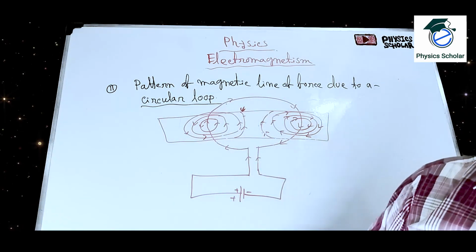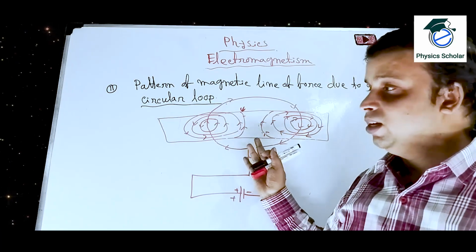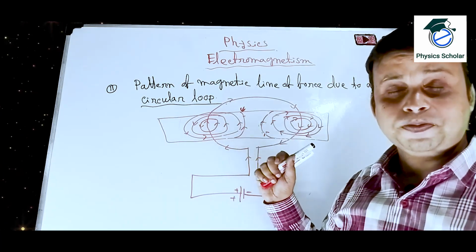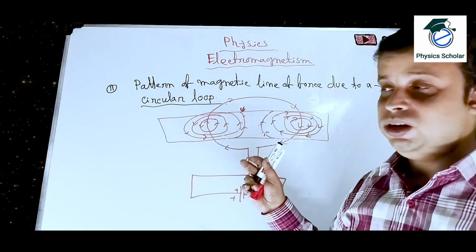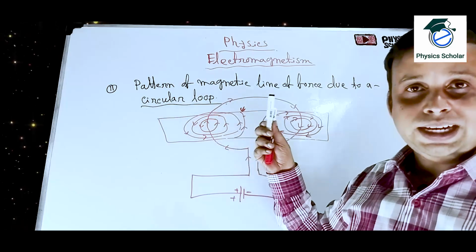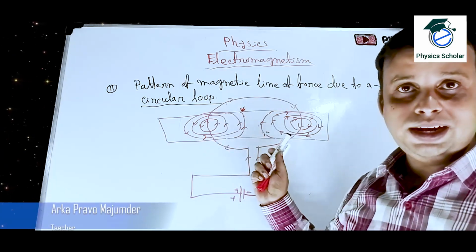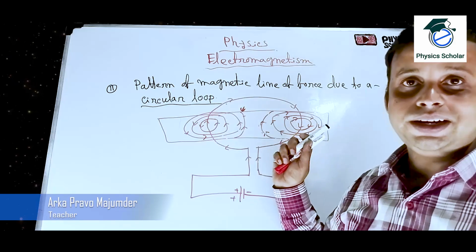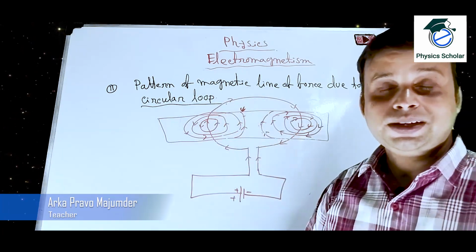Clear? So students, I hope you have understood up to this. So what is the Maxwell corkscrew rule, what is the right hand grip rule, and what will be the direction of the magnetic lines of force due to a straight current carrying conductor and a circular loop conducting electric current. Okay. So now let us move to the next topic.